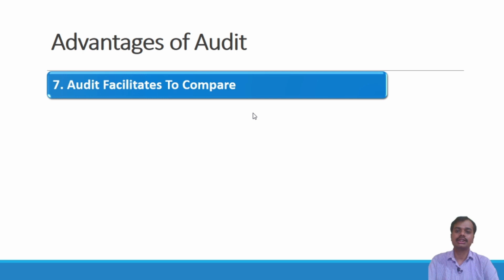Next advantage is audit facilitates comparison. An auditor instructs an accountant to maintain accounts in the same way, which helps to compare books of accounts of the current year with the accounting of the previous year. So, comparing the accounts of current with previous years helps to detect errors and frauds.